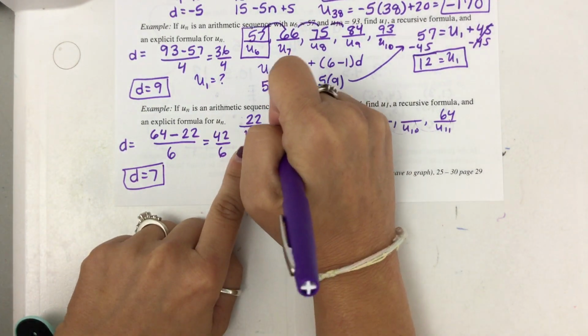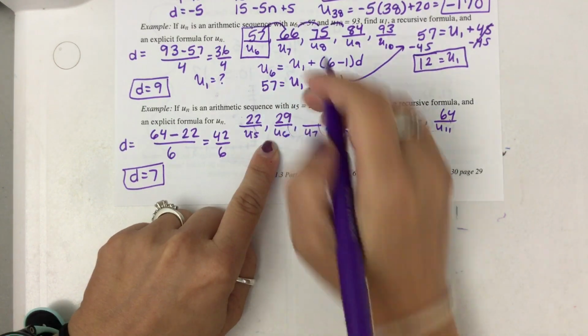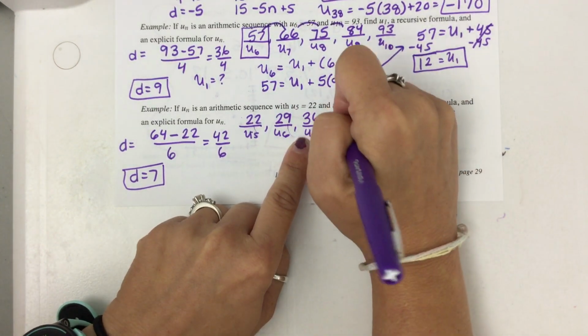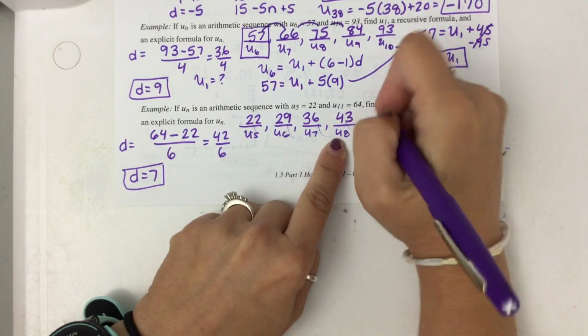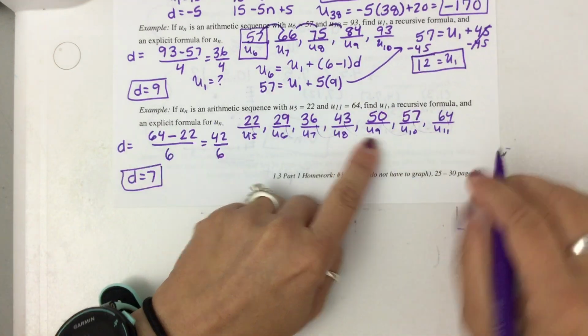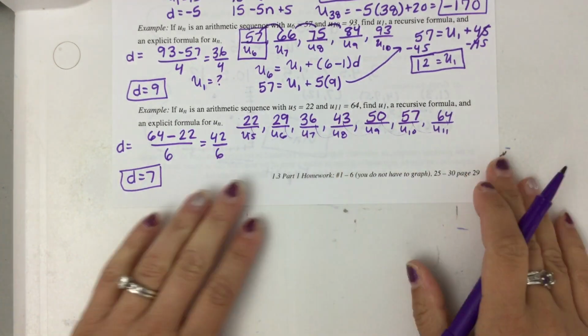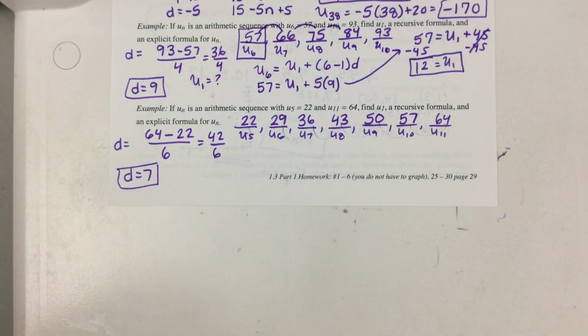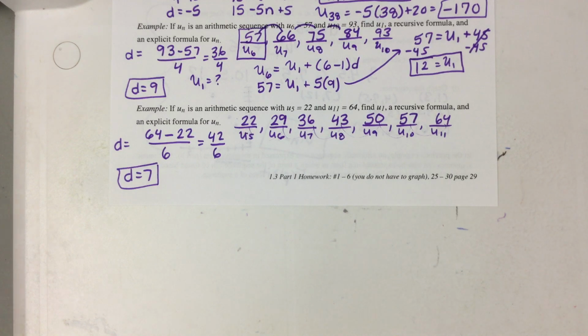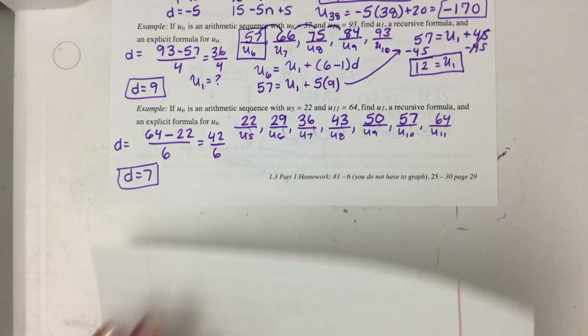So now I know my common difference. 22 plus 7, well, that's 29. 29 plus 7, that's 36. 36 plus 7 is 43. 43 plus 7 is 50. 50 plus 7 is 57. 57 plus 7 is 64. The reason why I did that is just to check and make sure that our common difference was correct. Now what I need to do is find u sub 1.